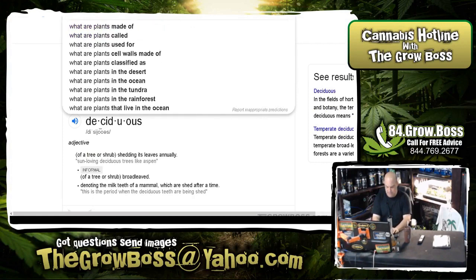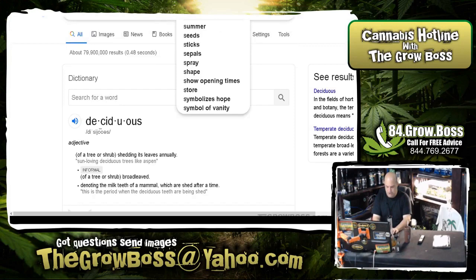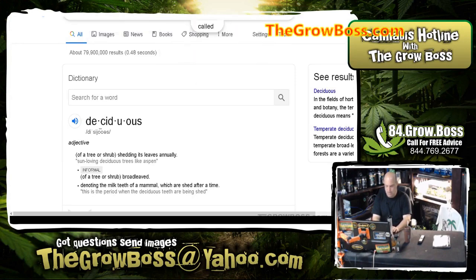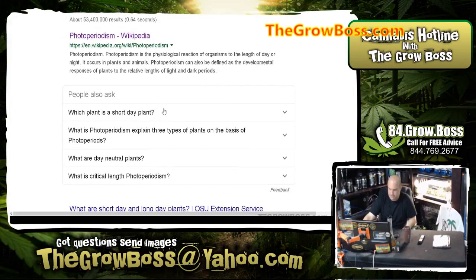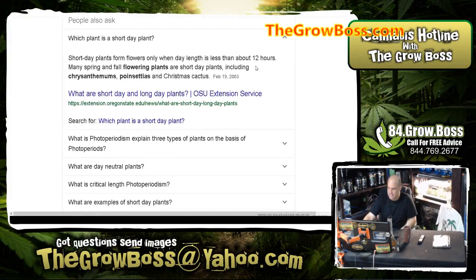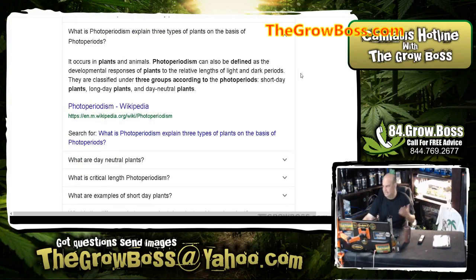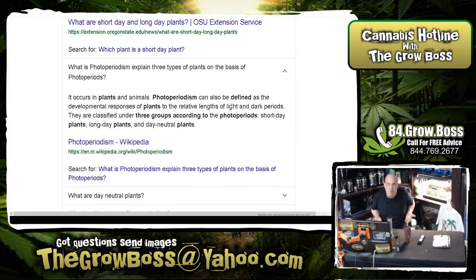What are plants that flower with short light period called? There's a word for this. A short day plant. Let's see. Short day plants, when the day is lengthened 12 hours. Many spring and fall flowering plants are short day plants. Okay. Short day. Photoperiodism occurs in plants and animals, and can be defined as the response of plants to relative lengths of light and dark period. Short day, long day, day neutral plants. Notice there's no mention of color in this.